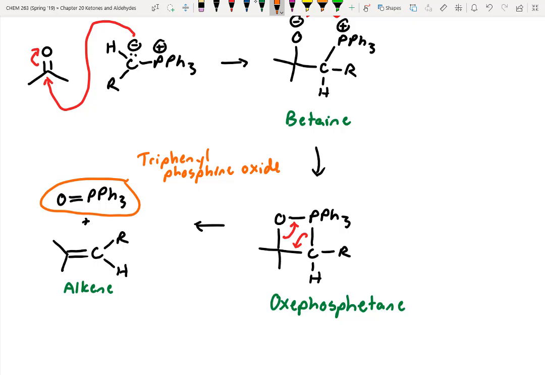So triphenylphosphine oxide is notorious in organic chemistry because it's a thermodynamic sink. Once you make it, it's like brick dust, and it will not do any sort of reverse chemistry on you, which means it's really nice because it'll drive this to completion. So let's just write that down under here.